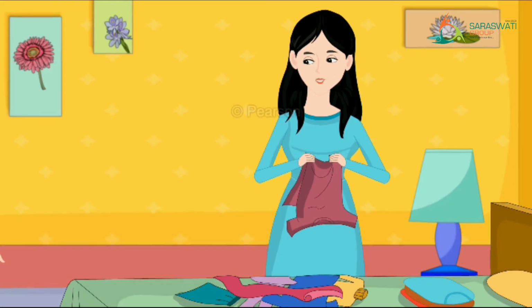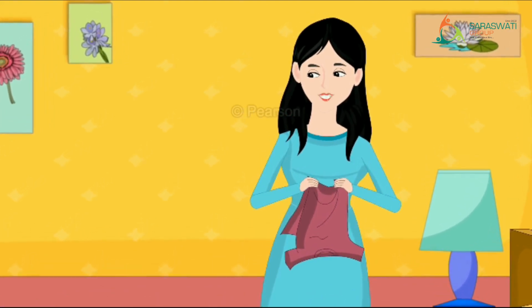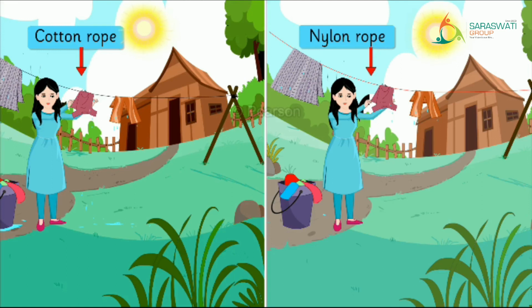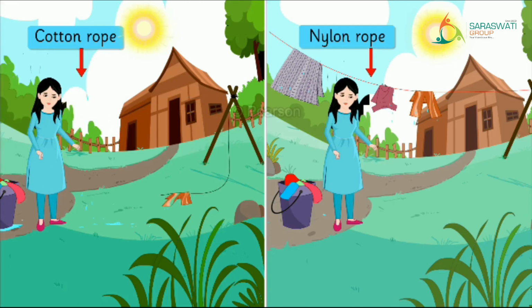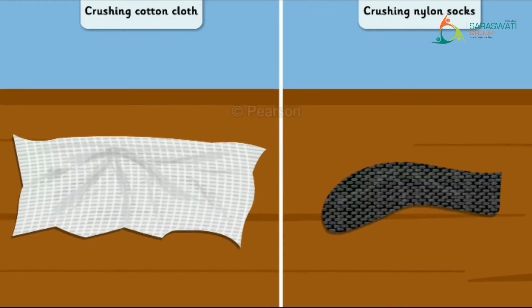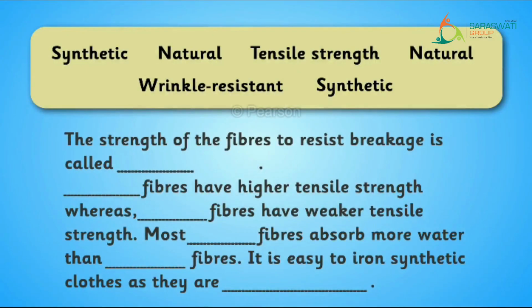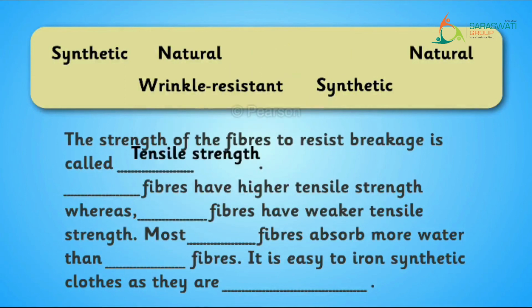Synthetic fibers are more durable than natural fibers. It means they are stronger than natural fibers. This is why ropes are made of nylon and not cotton. Cotton breaks easily, but nylon does not. Natural fibers wrinkle more than synthetic fibers. Hence, we can say that synthetic fibers are wrinkle resistant. Let us see if Shreya got the important concept from the explanation.